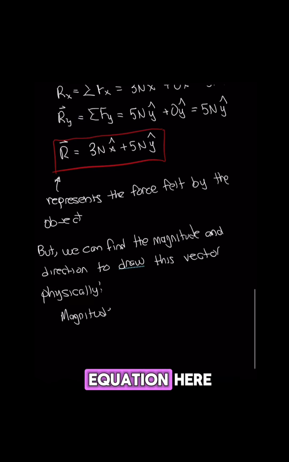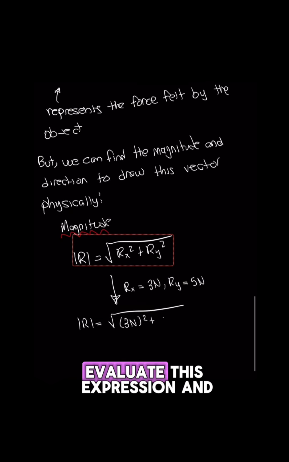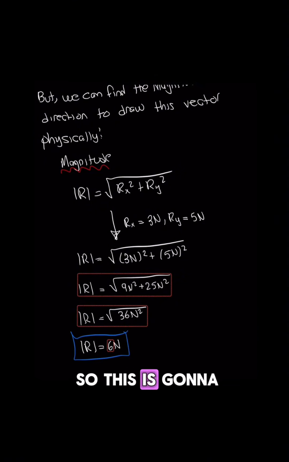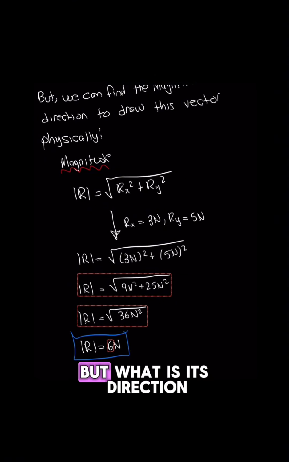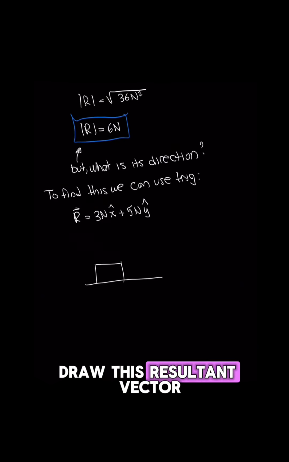If we use our magnitude equation here, which is just the Pythagorean theorem, and then plug in our Rx and Ry values, evaluate this expression and get the magnitude equal to 6 newtons. So this is going to be the magnitude of our resultant force, but what is its direction? To find this, we can use trig. This is our resultant vector here. Draw this resultant vector like so.